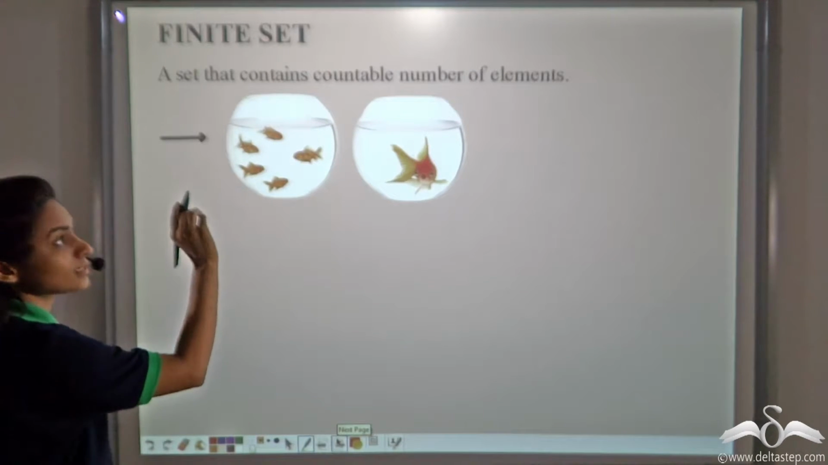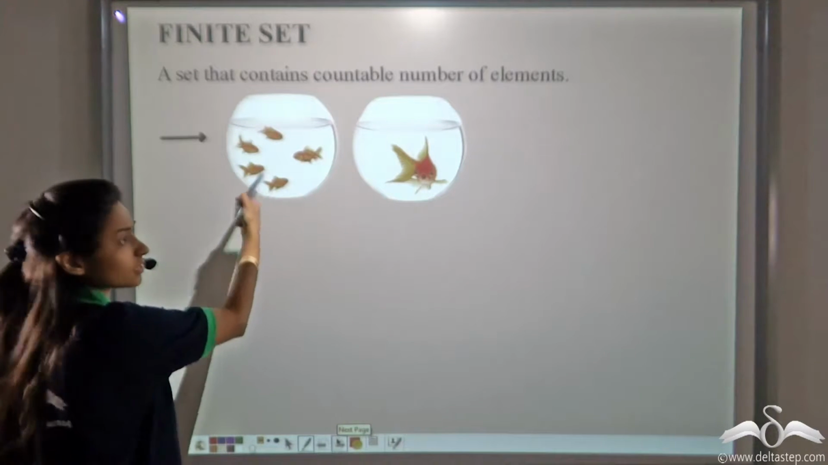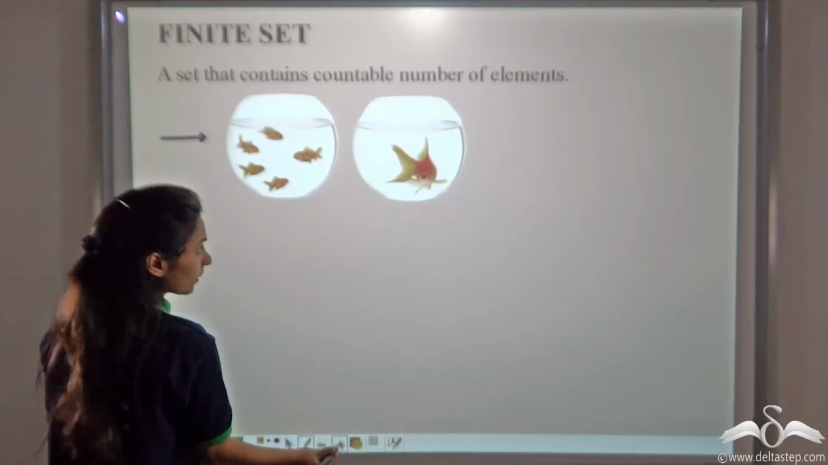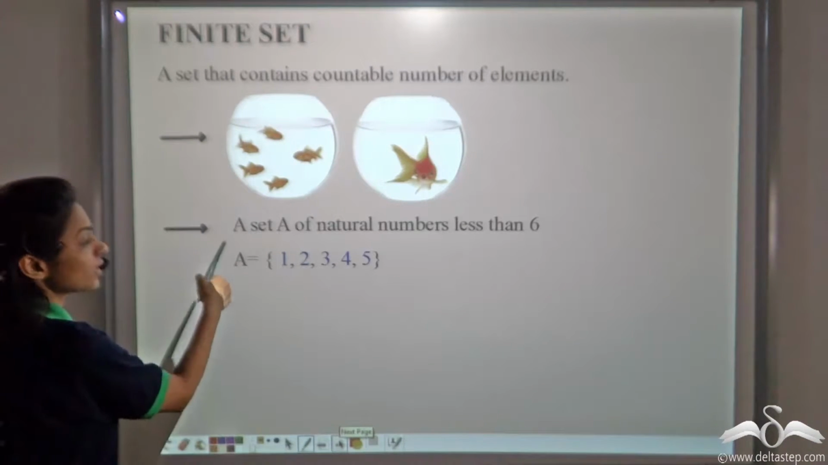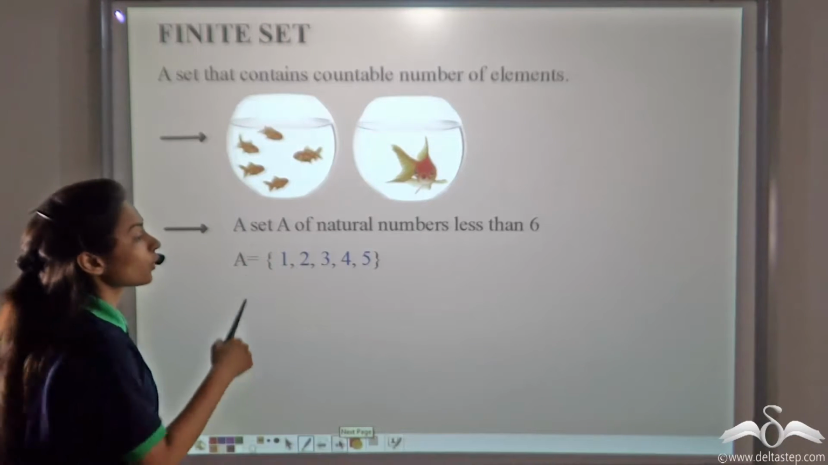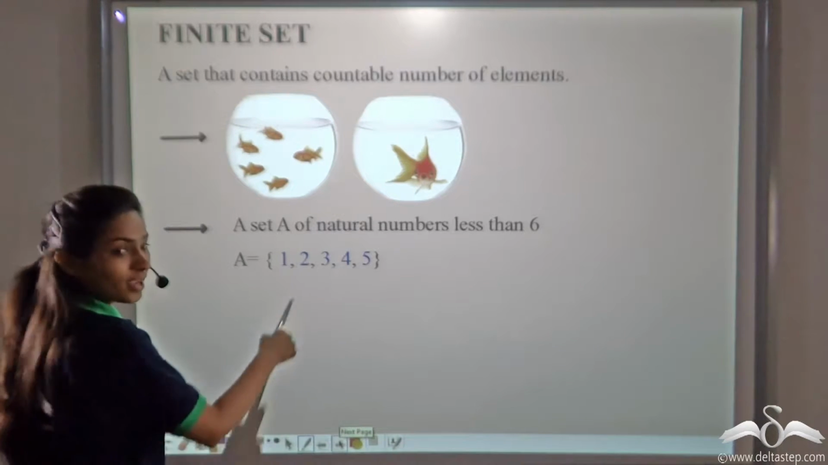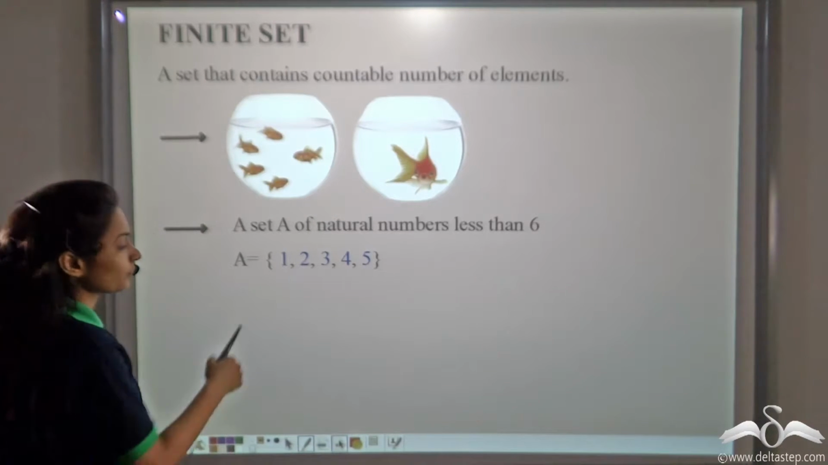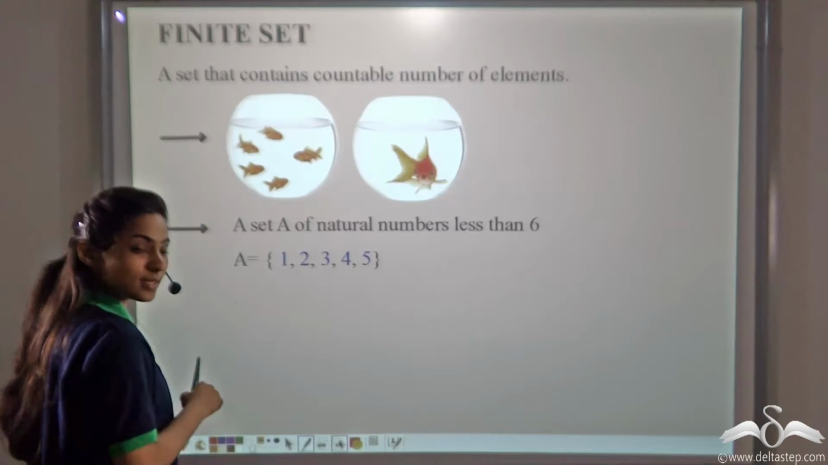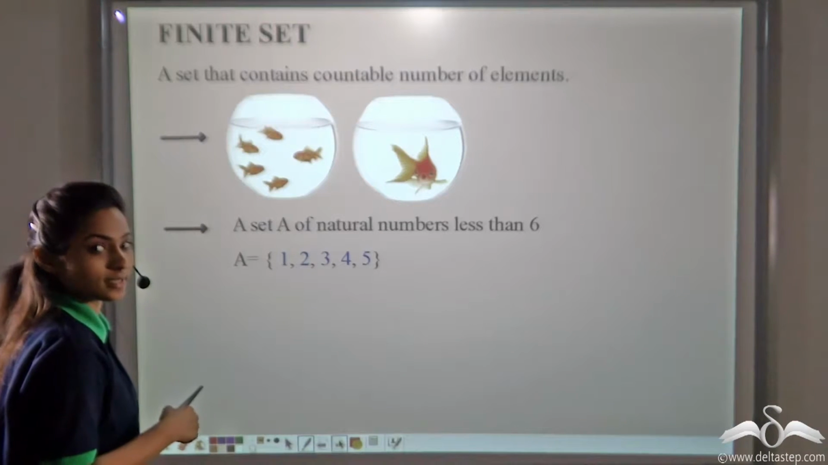A set that contains a countable number of elements, such as the number of fishes in this aquarium. In maths, a set A of natural numbers less than 6. Well, what are the natural numbers less than 6? 1, 2, 3, 4 and 5. You can count the numbers. So, there are 5 elements in this set. So, this is countable. So, this is a finite set.